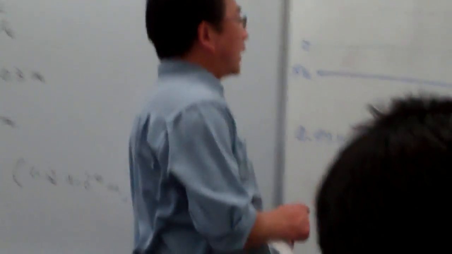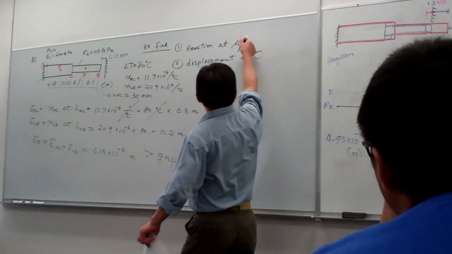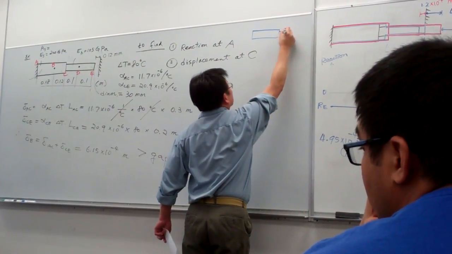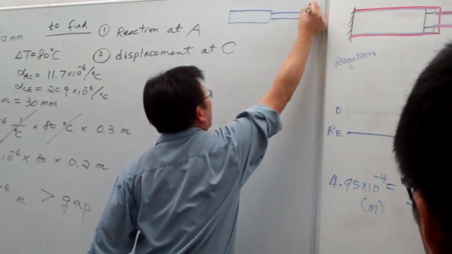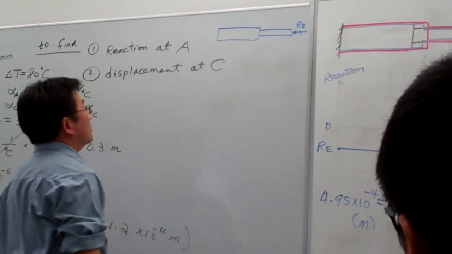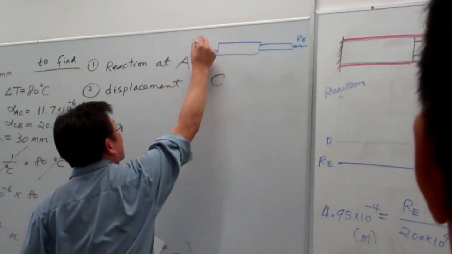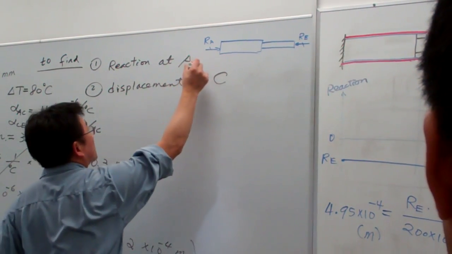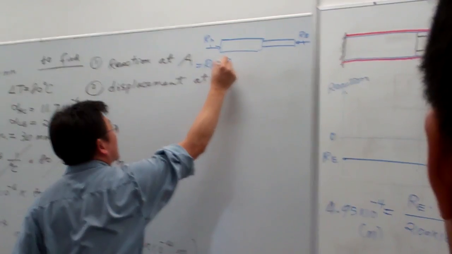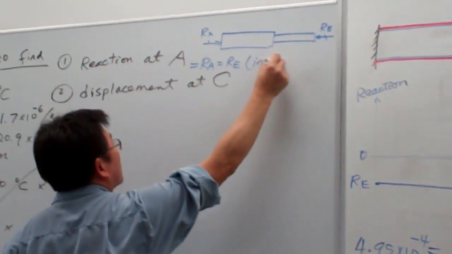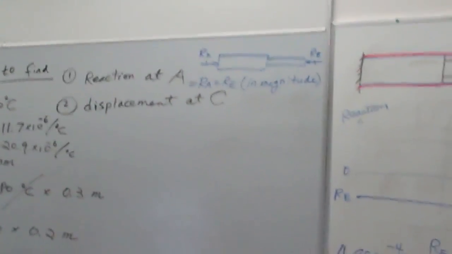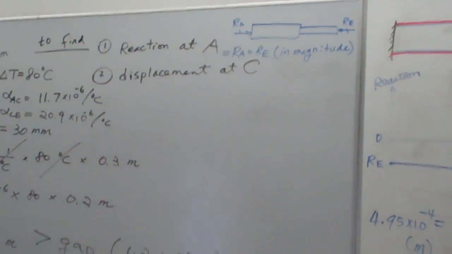Okay, now we have come to this one. So reaction at RA, that means this case. So this is the thermal loading that has been applied, and here we have calculated RE. And RA simply is equal to RE in balance. So the reaction RA should be equal to RE in magnitude, equal to 127.35 kilonewtons. Now the second one, displacement at C.